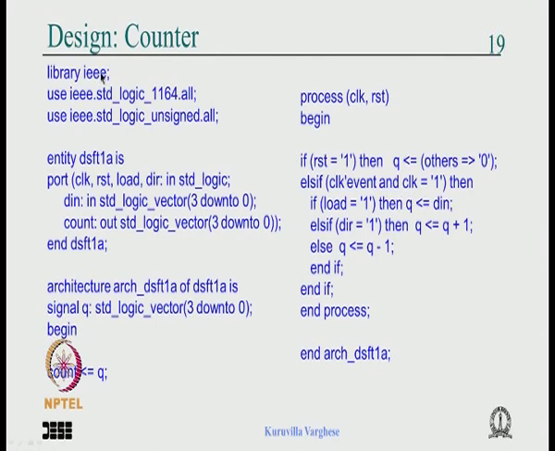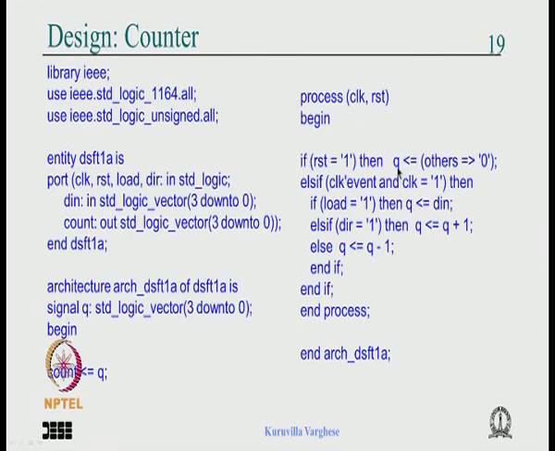You have the library, and we have std_logic_1164, then std_logic_unsigned because we are going to use a plus. As I said, clock, reset, load, direction are 1 bit, DIN is 4-bit input, count is 4-bit output, then Q is the same as count, which is a 4-bit signal. Count gets Q, then we start the begin. In the begin, count gets Q, then you write process, clock, reset, begin.